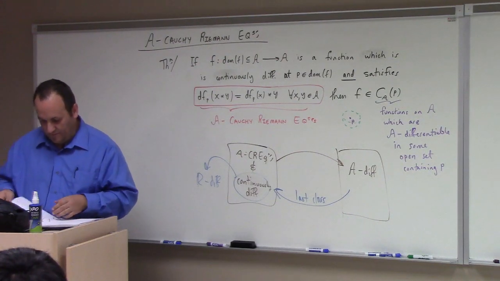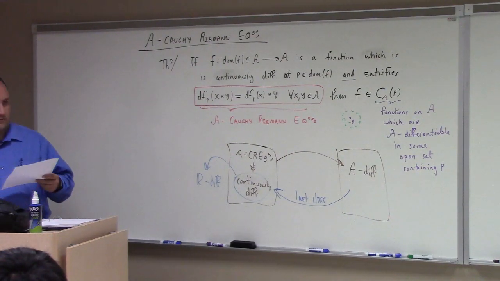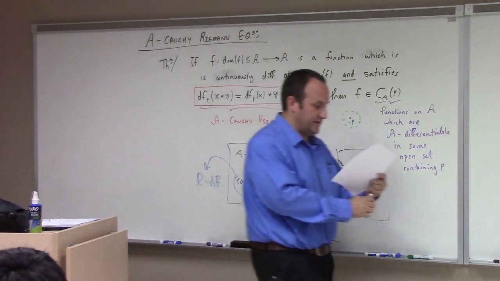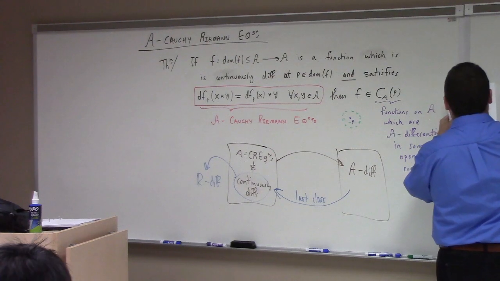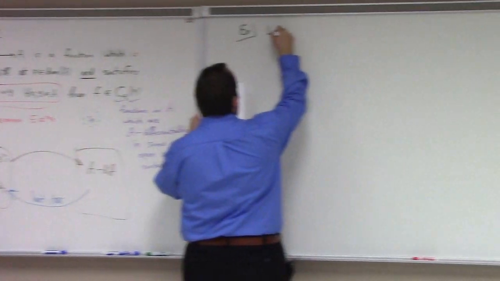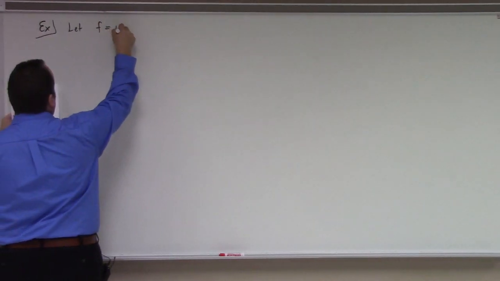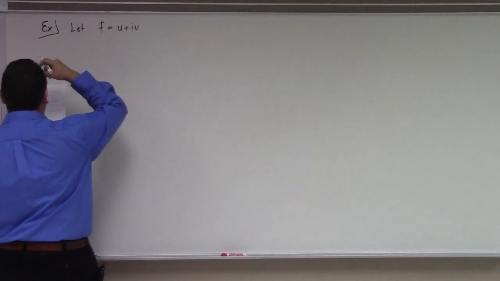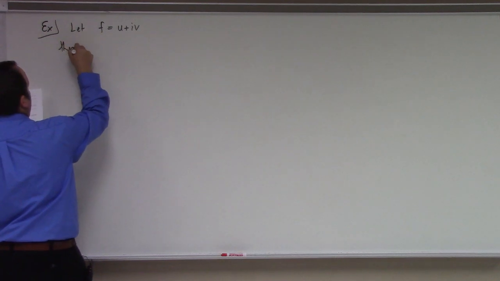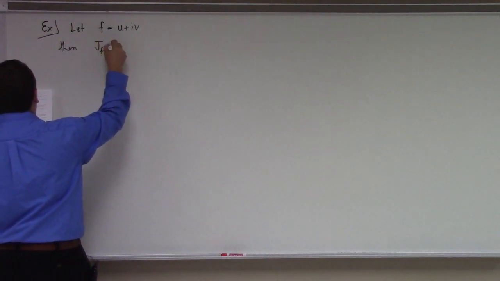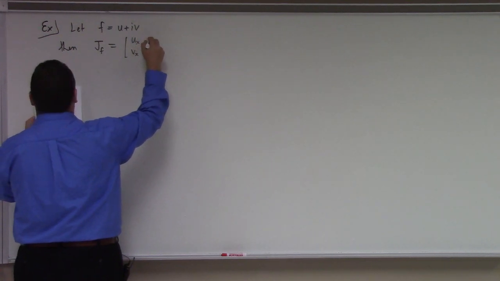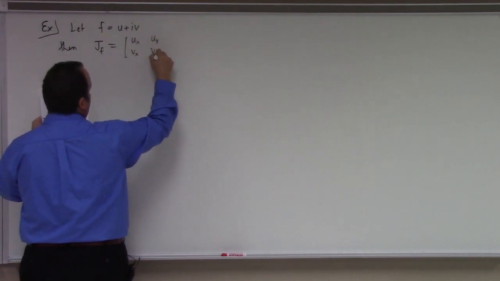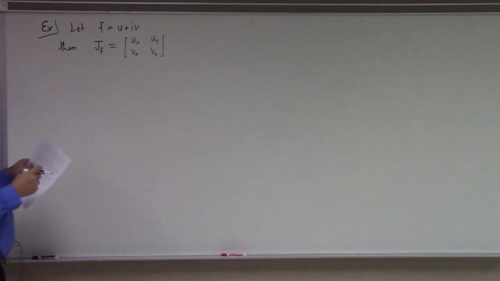Actually, I've got a couple of examples before the theorem, and I probably should stick with my plan, which was to show you these examples, because I think they help. If we have f equals u plus iv, then the Jacobian of f is ux, vx, uy, vy. That's the Jacobian, a 2 by 2 matrix.